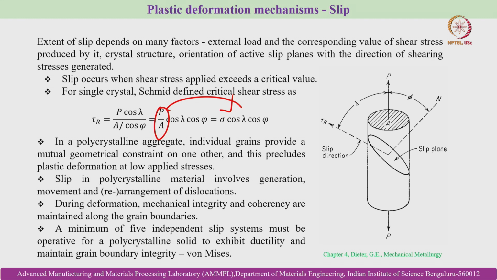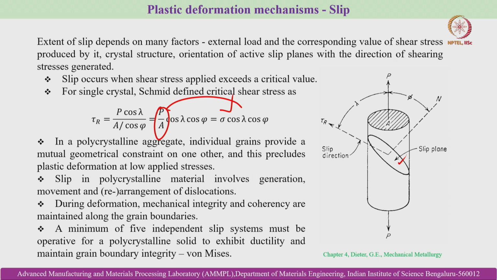In a polycrystalline aggregate, individual grains provide a mutual geometrical constraint on one another, and this precludes plastic deformation at low applied stresses. You can see this is a typical slip plane, and this is the slip direction.